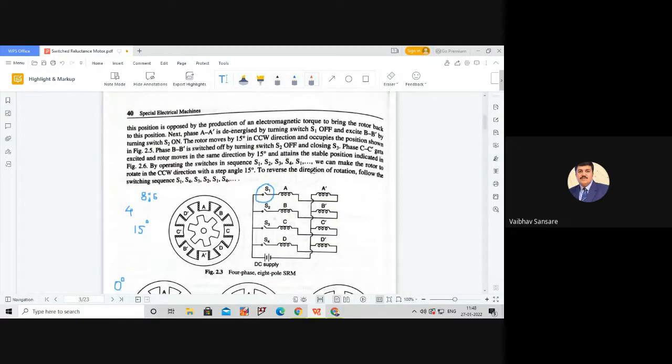Now next to this equilibrium position, phase A and A dash is de-energized by opening S1. So we have to open this S1, by which we de-energize the A and A dash, and at the same time we have to excite B and B dash by closing S2. So close this S2 so that B and B dash get excited.